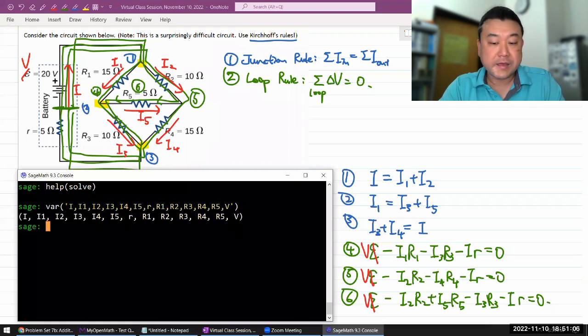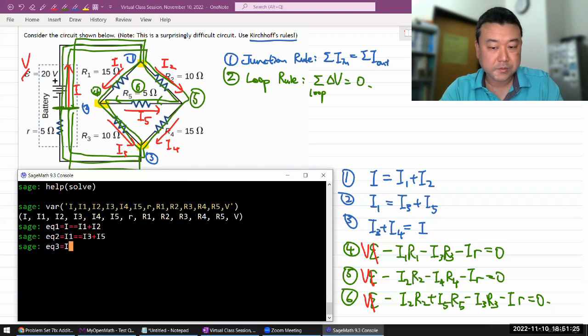Okay, I need to write out my equations. Let me do it this way. Let me just do equation 1. That's I is equal to I1 plus I2. Equation 2, that's I1 is equal to I3 plus I5. Equation 3, that's I3 plus I4 is equal to I.